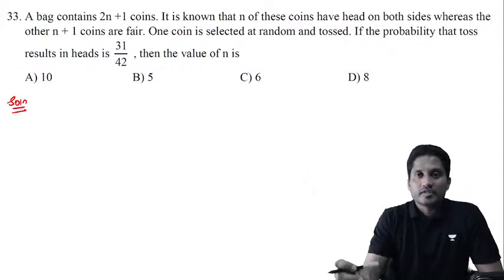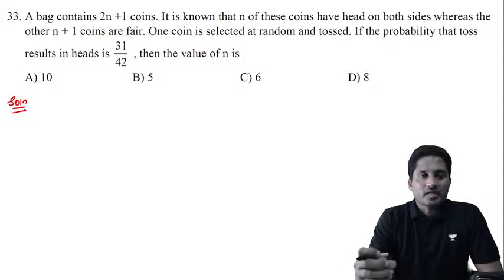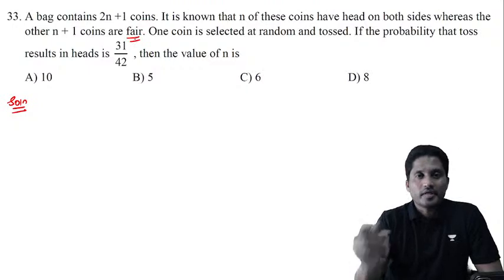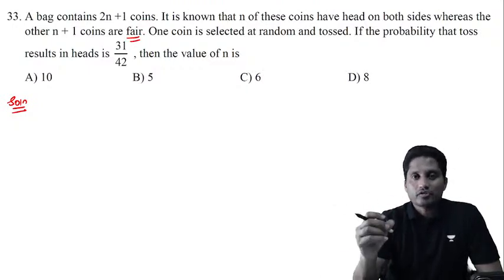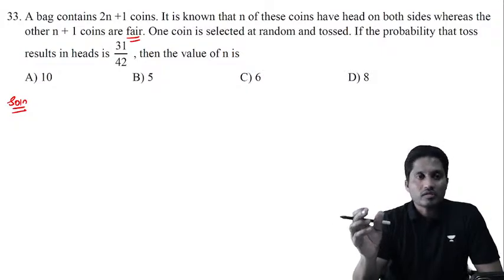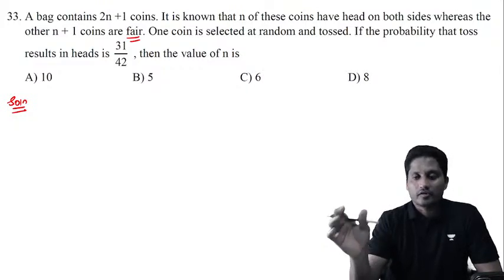It is known that n of these coins have head on both the sides. That is, it's a two-headed coin, whereas the other n plus 1 coins are fair. Fair coins means probability of getting head is 1 by 2, tail is 1 by 2. 50-50. One coin is chosen at random and tossed. If the probability that the toss results in head is 31 by 42, what should be the value of n?